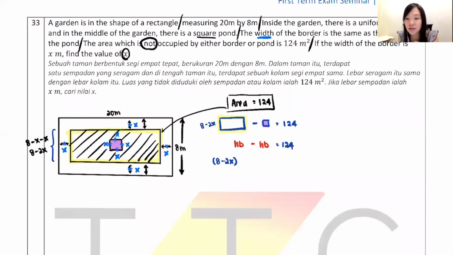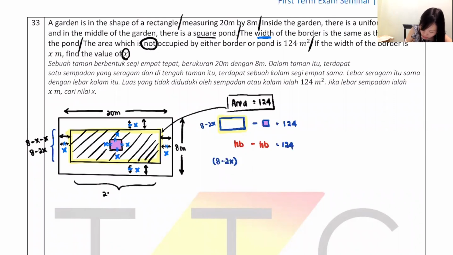8 minus 2x, okay? Guys, how about the width? The width will be what? Very good, Yiwen. So guys, same thing. Here to here, we know is 20, okay? And we know this part is x. We know this part is x. So the width part, isn't it, will be 20 minus x minus x. So it's 20 minus 2x. Very good.